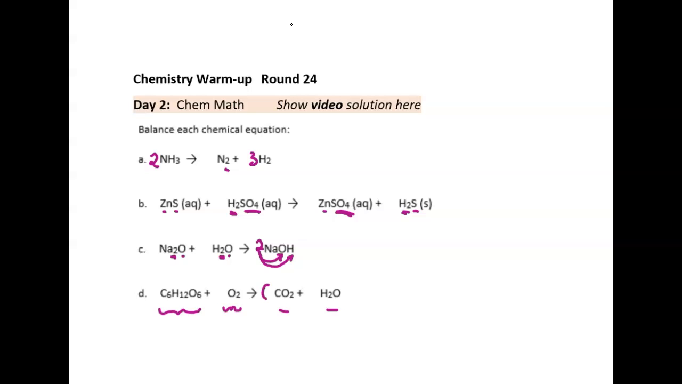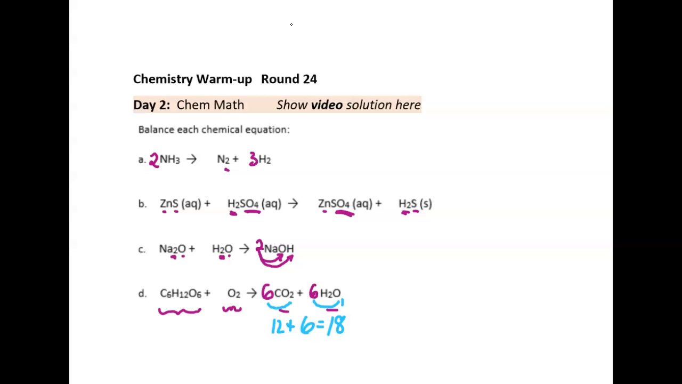Putting a 6 in front of the carbon dioxide gets us the 6 carbons to match what's on the left side. Putting a 6 in front of the water gets us 12 hydrogens to match what's on the left side. And now let's figure out what we need to do with the oxygen. 6 times 2 is 12 oxygens. 6 times a 1 is 6 oxygens. There are 18 oxygens on the right side of this equation.